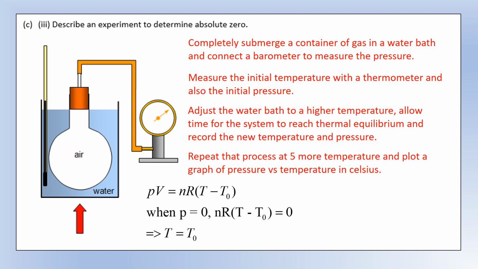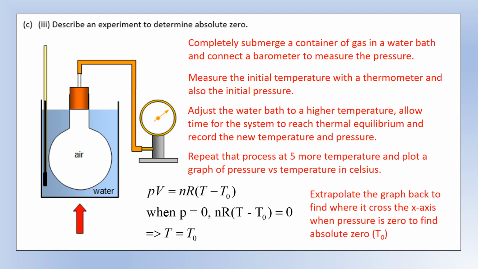So when pressure equals zero, that means the temperature of the system will be equal to absolute zero. That's what the equation predicts. At absolute zero, we should have zero pressure. So what we would do is extrapolate back our data. We should get a straight line graph, extrapolate it back, and when it crosses the x-axis, when pressure is zero, that will give you T0, or absolute zero.